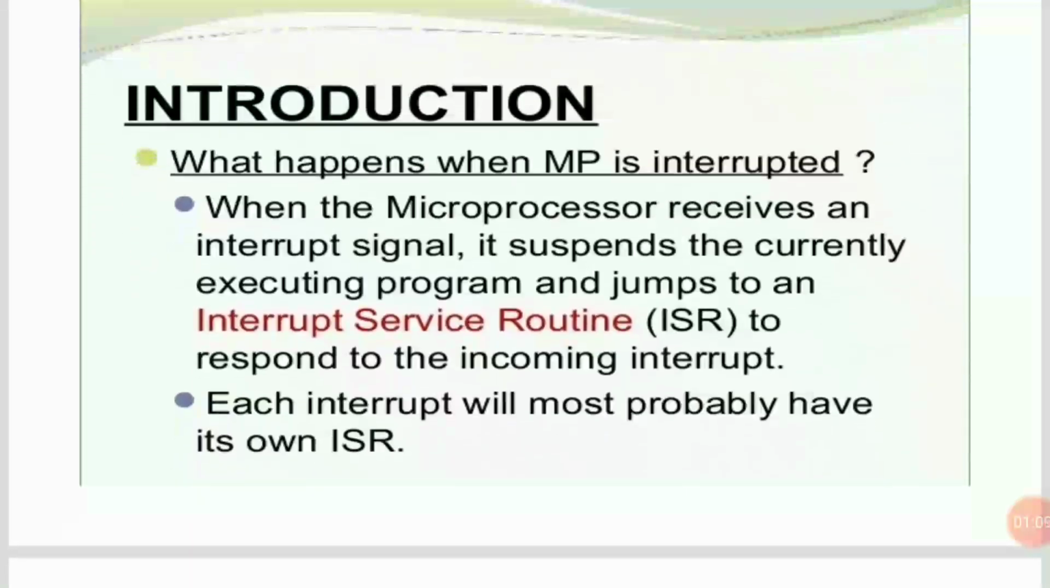What happens when the microprocessor is interrupted? When a microprocessor receives an interrupt signal, it suspends the current execution program and jumps to an interrupt service routine to respond to the incoming interrupt. That means when a microprocessor gets any interrupt from an outside master or input-output device, it stops its current operation and jumps to the interrupt service routine to respond to the incoming interrupt.